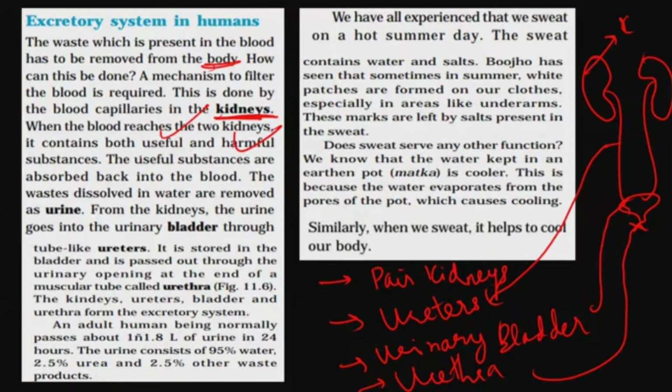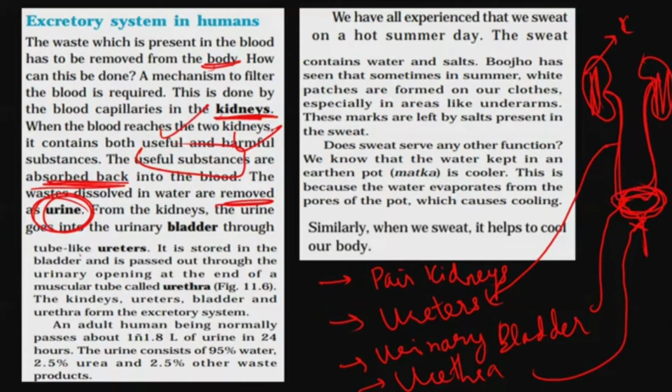So the useful substances are absorbed back into the blood, and the waste dissolved are removed as urine. It's the watery waste products that are removed in the form of urine, and this urine is formed in the kidneys, passed through the ureters, stored in the urinary bladder, and then released through the urethra. This is done through the contraction of the bladder and the relaxation of the urethra.